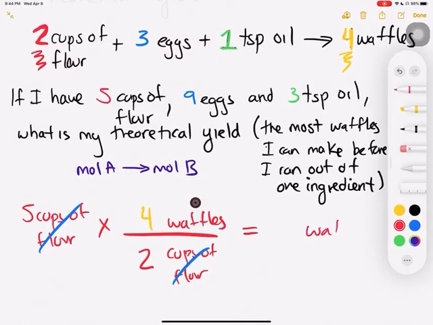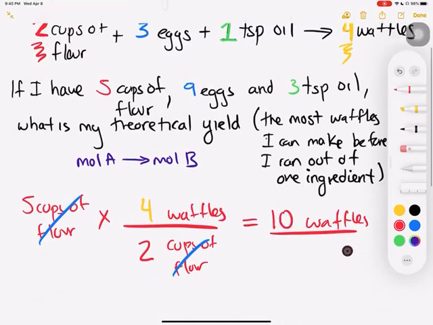Okay, waffles. So now you just multiply all the numbers in the top. So 5 times 4, that's 20, and divided by 2, that should be 10 waffles. So what this means is that with 5 cups of flour, if you follow this recipe, you are going to make 10 waffles, right? 2 cups of flour make 4, 5 cups of flour make 10. It makes sense, it's the same ratio, okay?